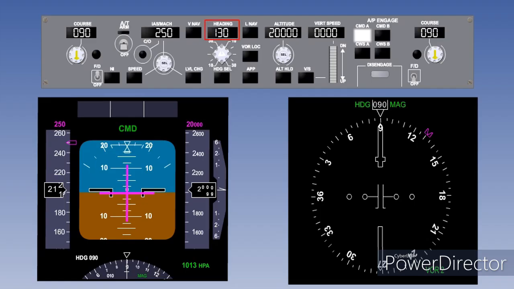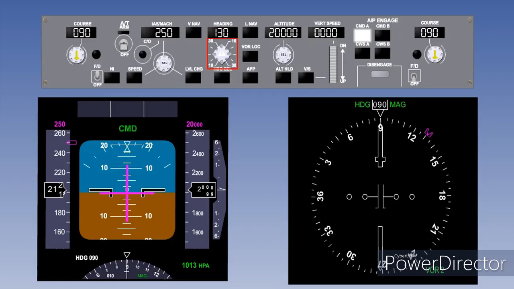Heading select is a very common function that allows the aircraft to fly to and maintain a heading selected with the heading selector. The heading selector is a rotary selector, which, when turned, will position a heading index or bug around the outer scale of the compass rose on the HSI, EHSI, or navigation display. It will also show the selected heading in the heading window above the heading selector.